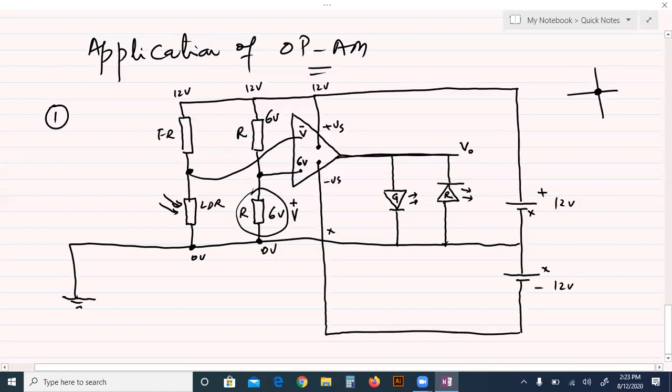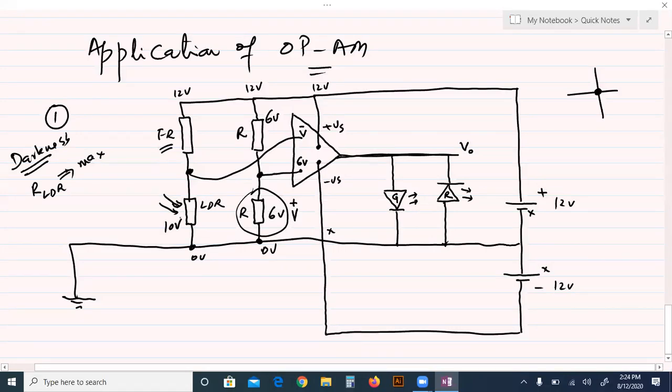So these are the two LEDs. Now look, in the darkness, if the intensity of the light in the surrounding is minimum, then the resistance of the LDR is maximum. When the resistance of the LDR is maximum, there will be a maximum voltage across the LDR as compared to this fixed resistor.